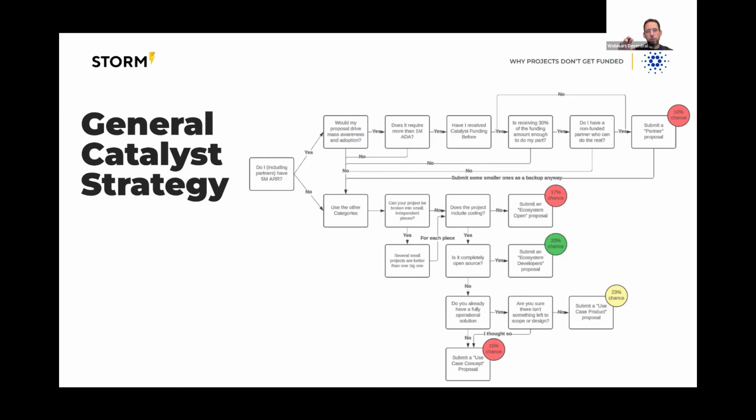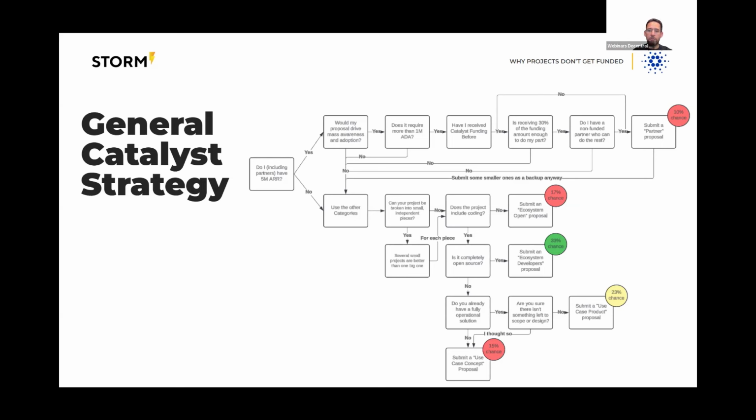Would your proposal drive mass awareness or adoption? Would it require more than 1 million ADA? Have you received Catalyst funding before? And if you have received Catalyst funding before, are you aware that you can only take up to 30% of the partners category funding? Is that enough to do what you need to do out of the partnership versus your partners who have not been funded by Catalyst before?